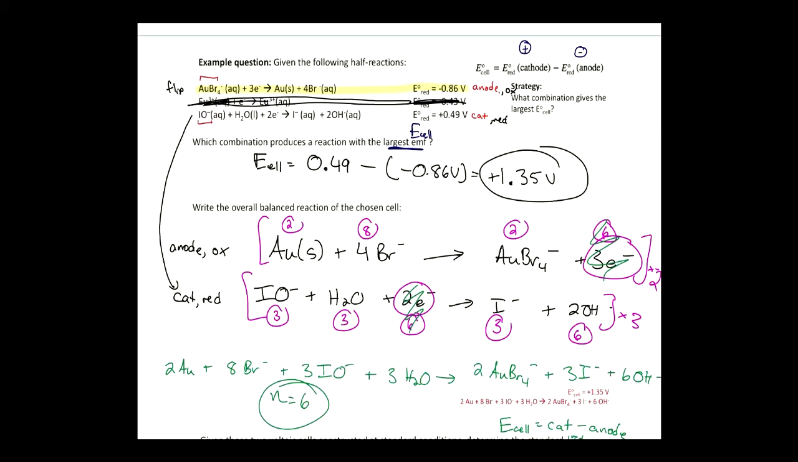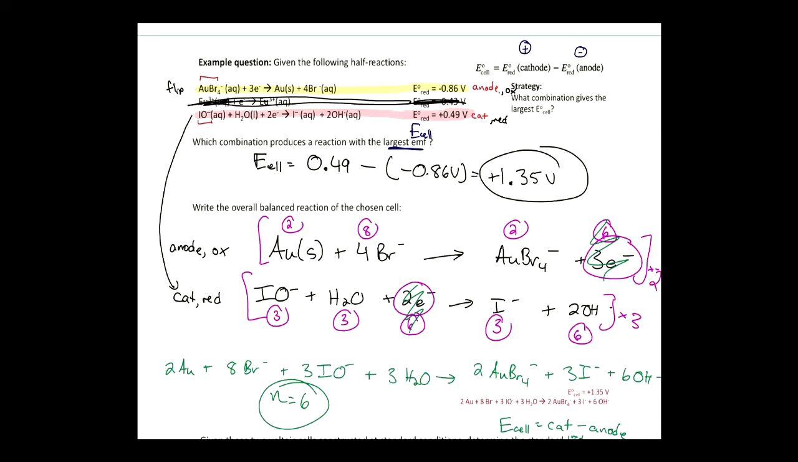We identified that this gold reaction had the most negative reduction potential, so it's most likely to be the anode, while the most positive reduction potential, for this IO minus compound, was most likely our cathode because it's a very positive number. And so when you take a very positive number and subtract a very negative number, you get a very positive overall cell potential. So identifying the anode and the cathode is pretty straightforward.